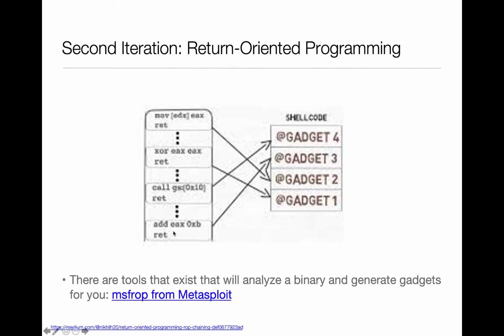Although this is a much more complex attack to implement, there are tools that exist that will analyze your binary and generate gadgets for you. And in addition, they'll also tell you how feasible it is. So they'll analyze whether the binary is actually Turing complete, in the sense that it will allow you to program any type of code that you want to implement.